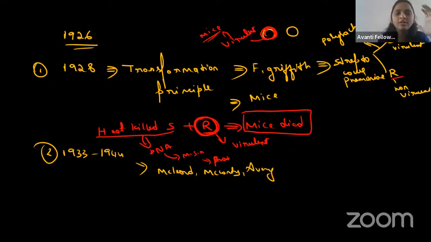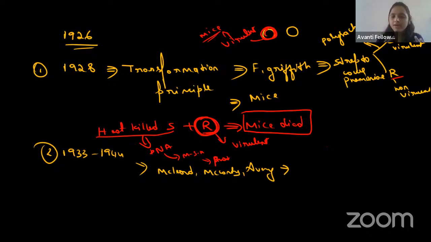What is the experiment they did, guys? Always remember, in multiple choice they may ask you the year, the experiment name, or the scientist name. So the year was 1933 to 1944, MacLeod, McCarthy, and Oswald Avery. They did the biochemical analysis of the transformation principle. Griffith had told that something is going to be transferred, but they don't know what it is.